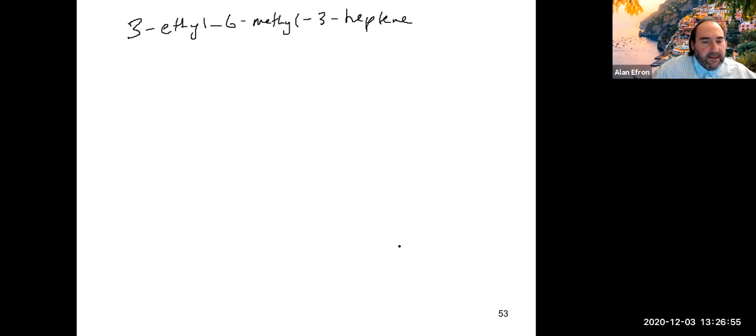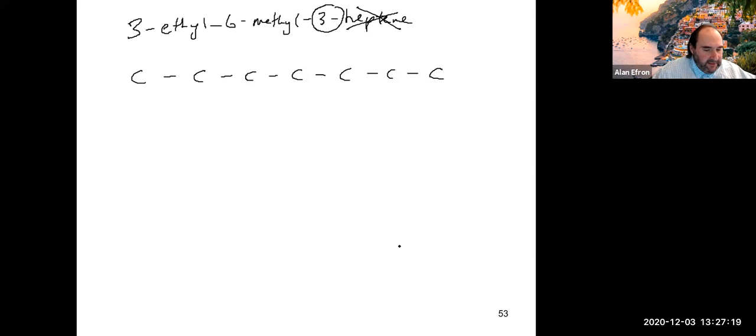Okay, so let's take a look at this one. We'll start with the first one, so we're going to work backwards. Heptene tells us we have 7 carbons. The ene tells us we have a double bond there. So we'll start with 7 carbons: 1, 2, 3, 4, 5, 6, and 7. It has a double bond at carbon number 3, which is what the 3 stands for.